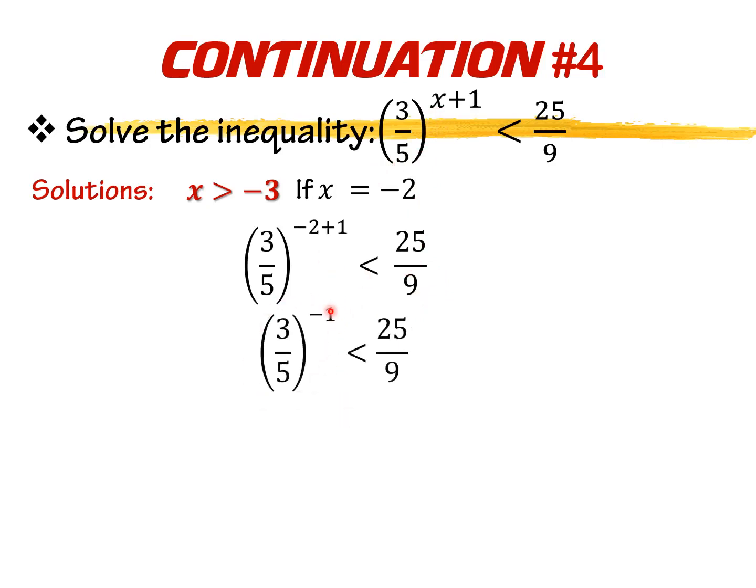And then simplifying this one, since this one is negative, that will give you 5/3 is less than 25 over 9. If you're going to get the value of this in decimal, 5 divided by 3 and 25 divided by 9, that will give you 1.67 is less than 2.77. So you will have here a true statement. So negative 2 is in the solution set. Okay, again, test other values to know whether your solution set is correct.